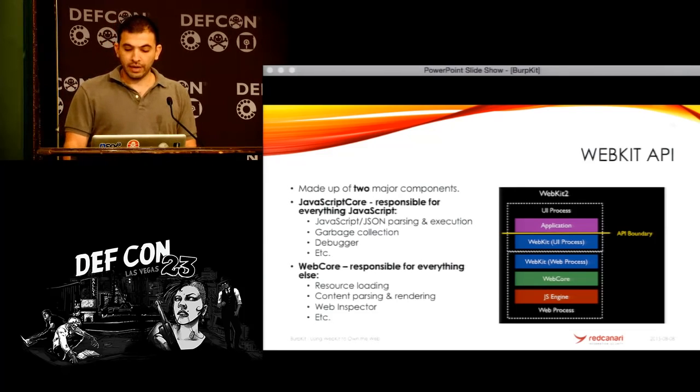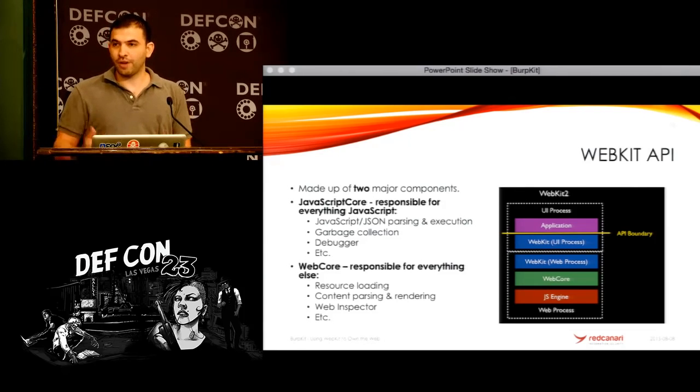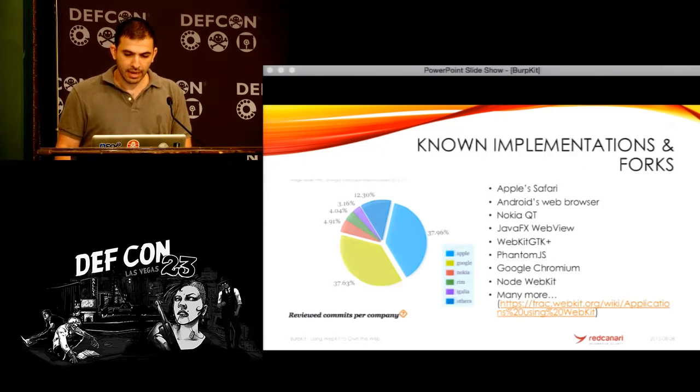Different libraries will give you different levels of abstraction to WebKit, because WebKit can get really hairy. So here are a few known implementations and forks of WebKit. We all know Apple, Safari, the web browser, Android. Nokia has an implementation in Qt. And JavaFX, just recently, after the release of 1.8 update 30, I think, started getting WebView natively bundled with Java.